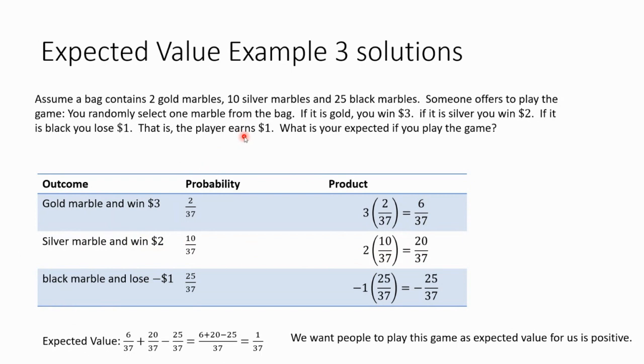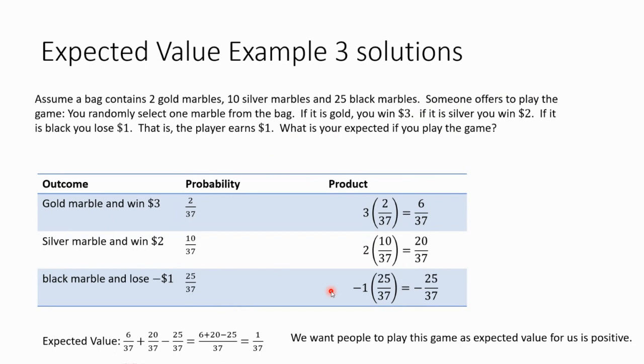What about a black marble? Well, if you choose a black marble, you lose $1. How many black marbles are there? There's 25. So we get the product, -1 times 25 over 37. That's just negative 25 over 37. We add up the products now. There's a common denominator, so you're really just adding the numerators. You get 1 out of 37. So theoretically, you should play this game. That is, if you're running this game, you want people to play the game, because our expected value is positive.